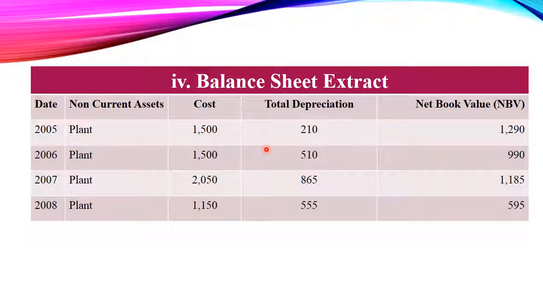So you have that. Then in 2006, the same. In 2007 and 2008, you subtract the total depreciation to get the net book value.